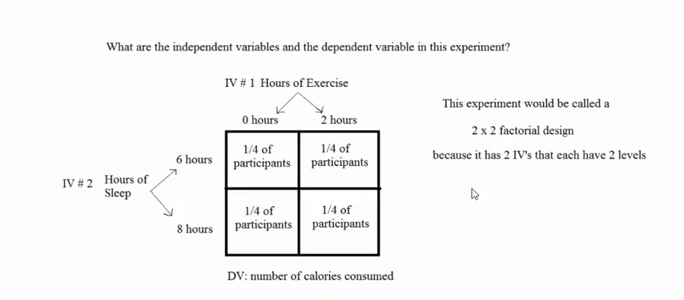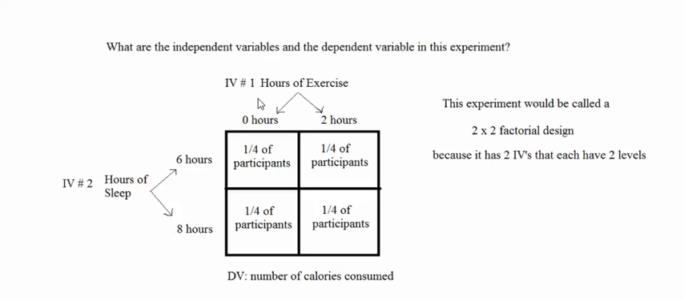I want you to try to imagine for a moment what a 3 by 2 factorial design would look like. Well, if it was 3 by 2, that would mean 3 levels of IV1 and 2 levels of IV2, which would mean it would have 3 columns and 2 rows, and it would have 6 conditions because 3 times 2 equals 6.